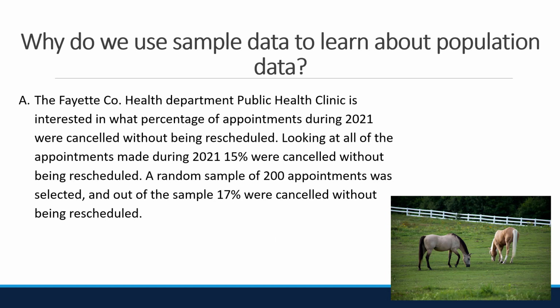Carefully read each of the scenarios and identify the parameter and the statistic. For each scenario, give the notation and the value if the value is known. The first is solved for you. The Fayette County Health Department Public Health Clinic is interested in what percentage of appointments during the 2021 year were canceled without being rescheduled. Looking at all of the appointments made during 2021, 15% were canceled without being rescheduled. A random sample of 200 appointments was selected, and out of the sample, 17% were canceled without being rescheduled.